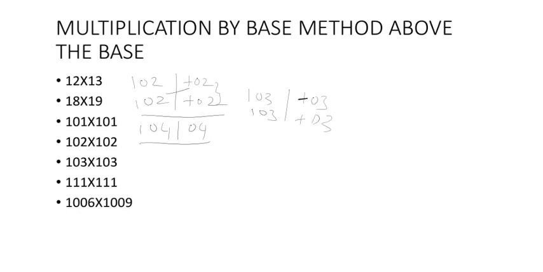Similarly for 103, 103, it is plus 03 more than the 100 value. It is also plus 03 more than the 100 value. So crosswise addition will give 106, and multiplication of these two numbers will result in 09. Therefore the product of these two numbers is here.